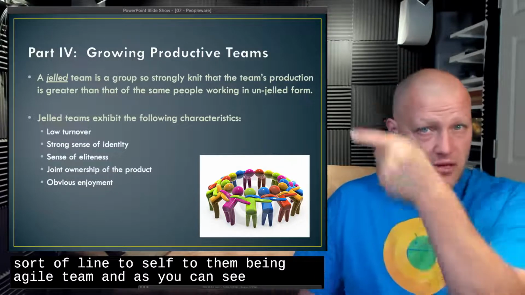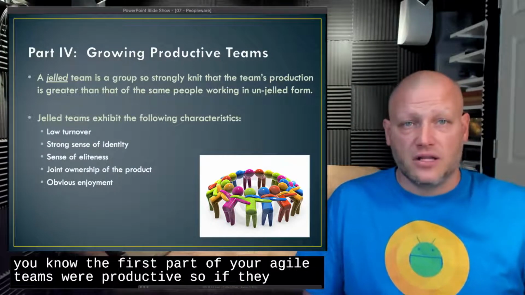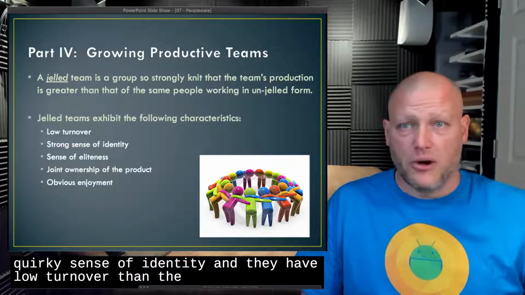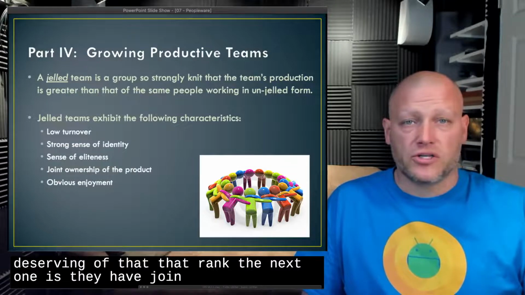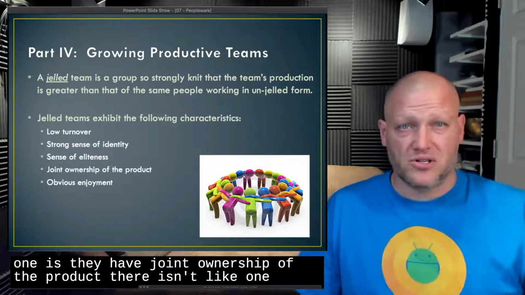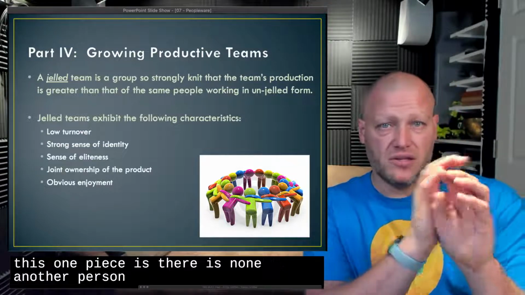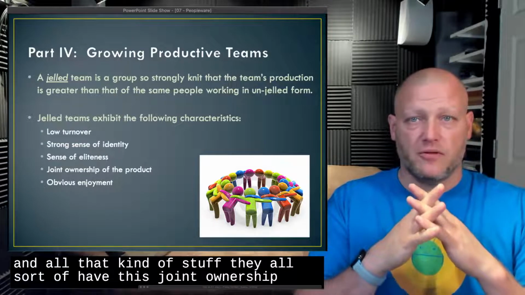And as you can see from the first part up here, a gelled team is more productive than an ungelled team. So if they feel elite and they have their own little quirky sense of identity and they have low turnover, then they're probably deserving of that rank. The next one is they have joint ownership of the product. There isn't one person on the team that thinks that this one piece is theirs and then another person who thinks that piece is theirs and all that kind of stuff. They all sort of have this joint ownership of the product that they're working on.